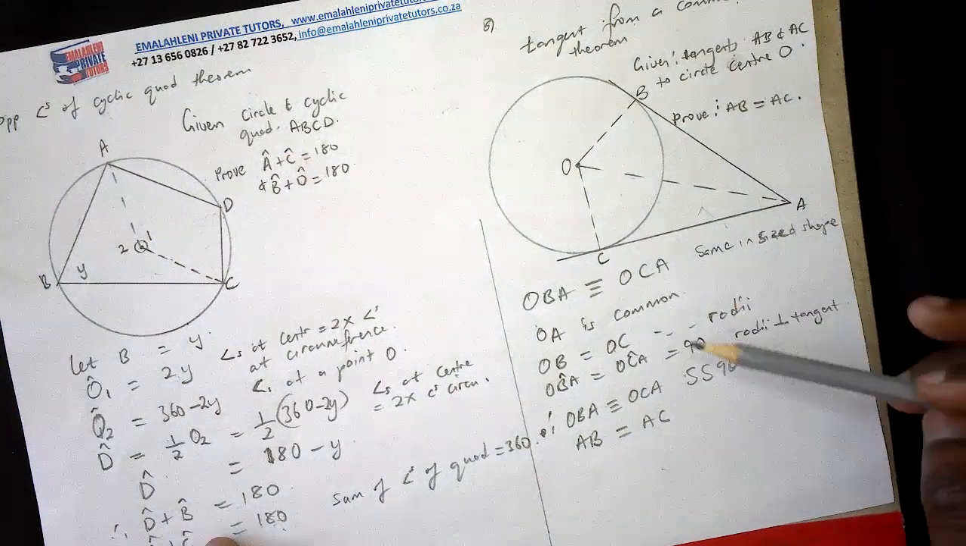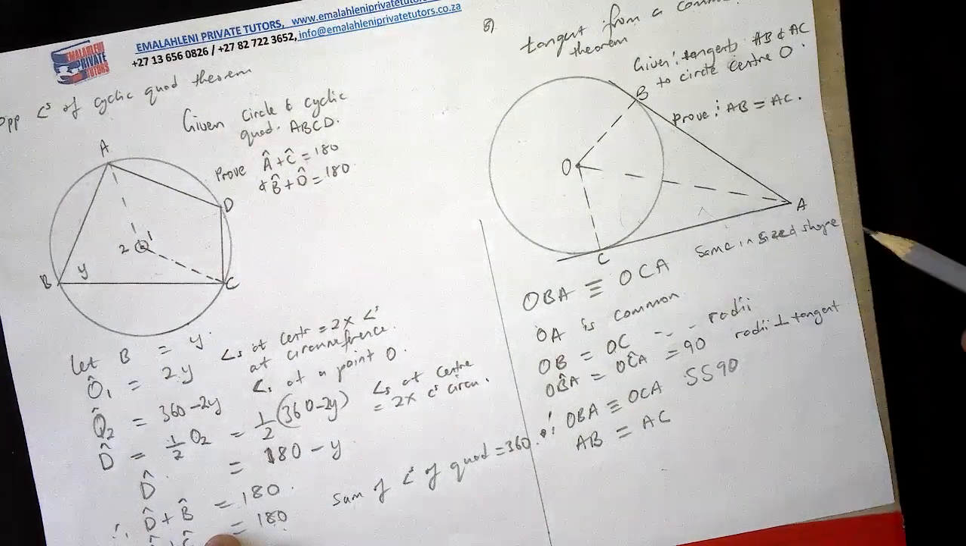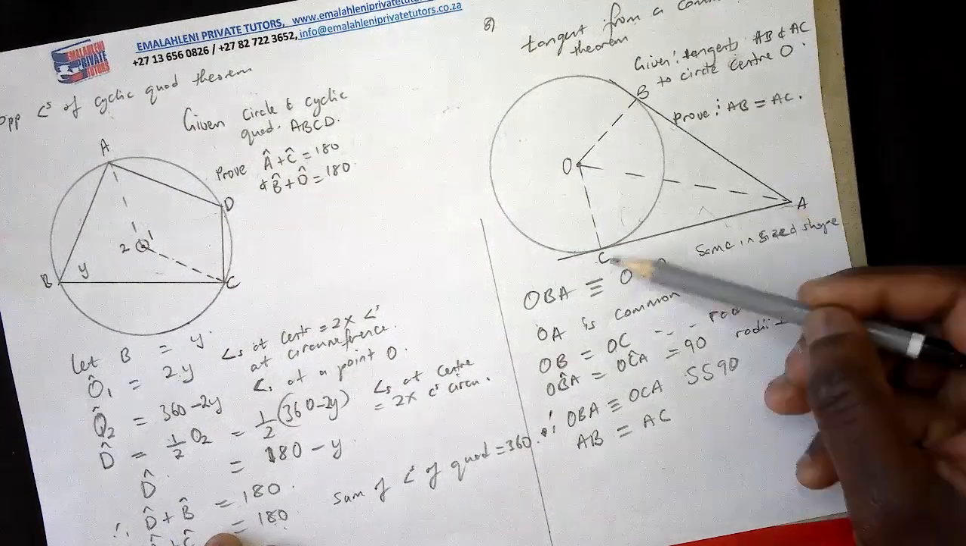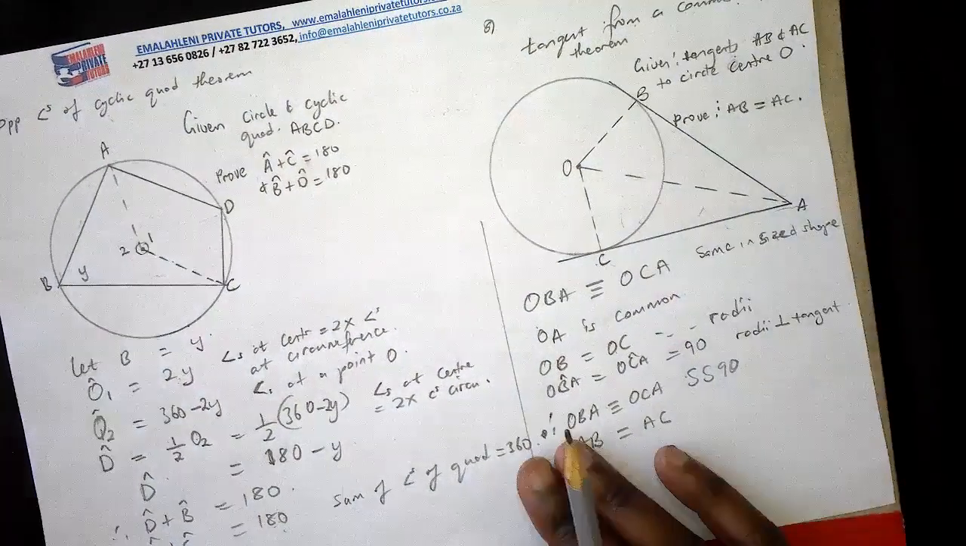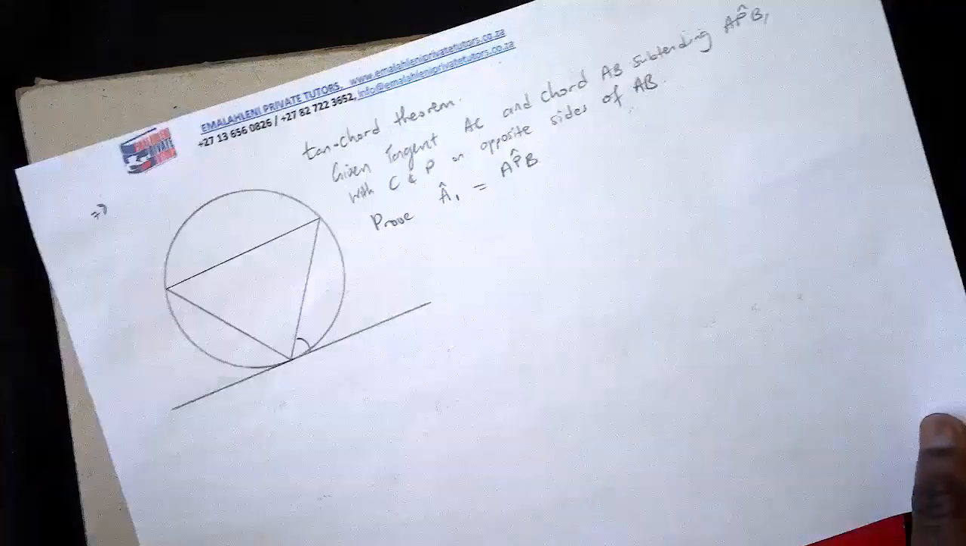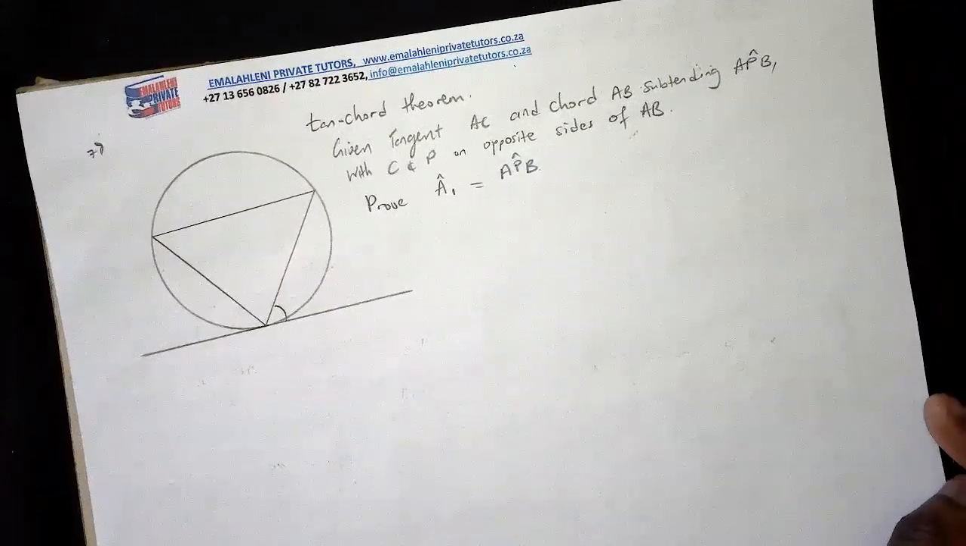So remember, you're proving that these two triangles are congruent. When you do that, it means that AE, AC, and AB will be equal. Then let's move on to the last one, which is the one for the tan chord.